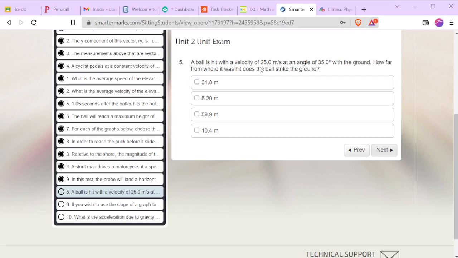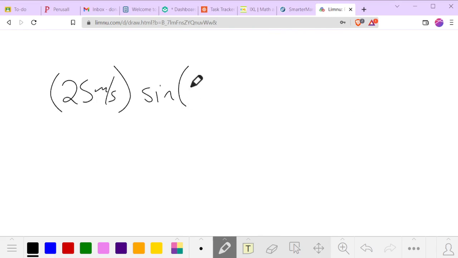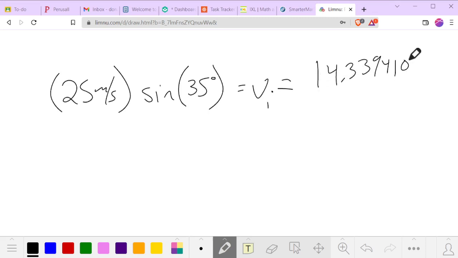So our vertical component, it starts with 25 meters per second and an angle of 35. So 25 meters per second times the sine of 35 degrees is our initial velocity. Which is roughly 14.33941091 meters per second. Actually, in this case, we can go from here directly to the time and the total time of flight, because we don't care how high it goes.